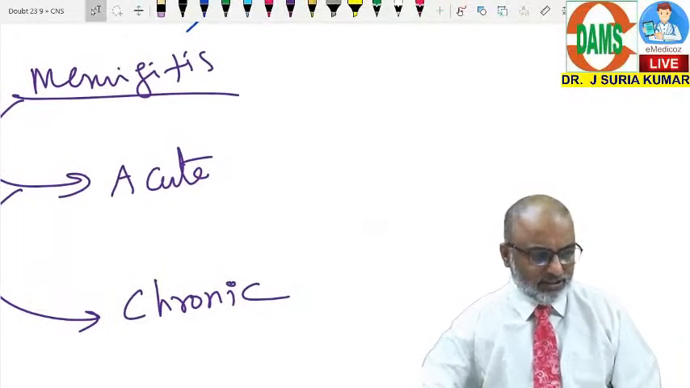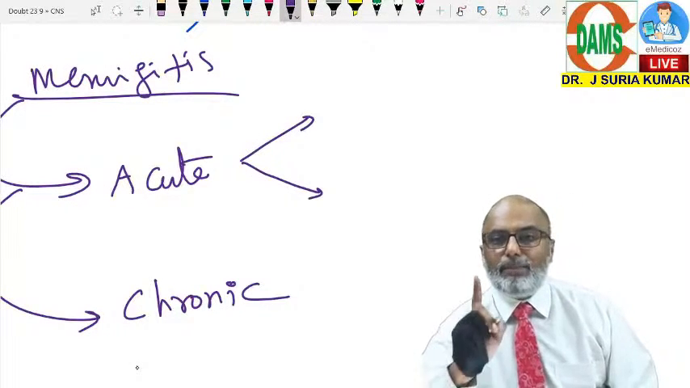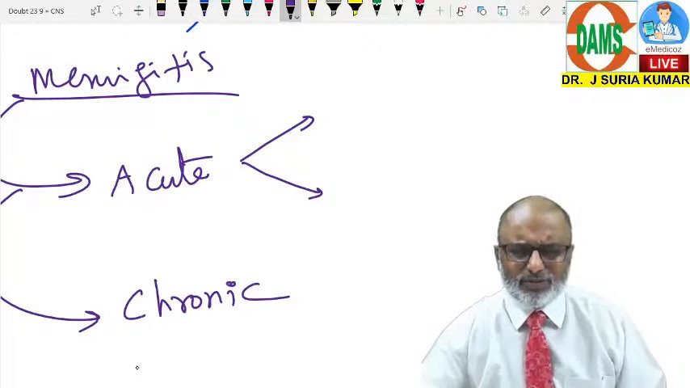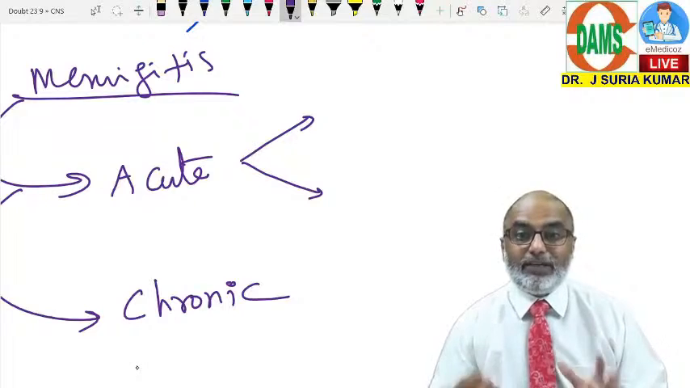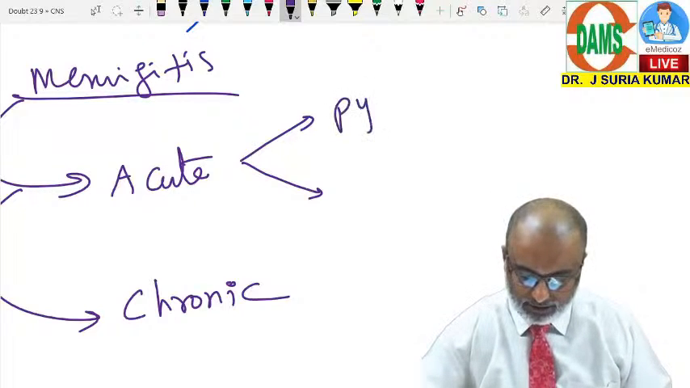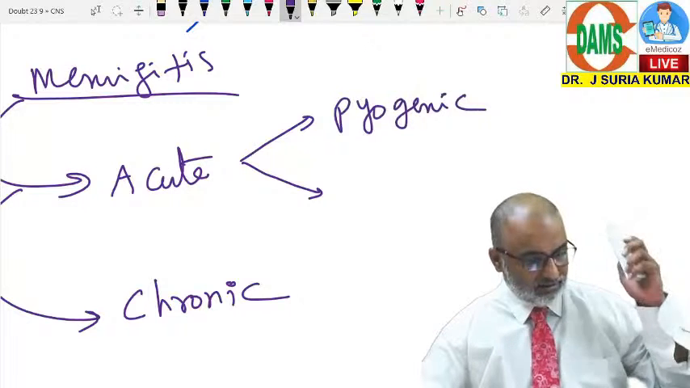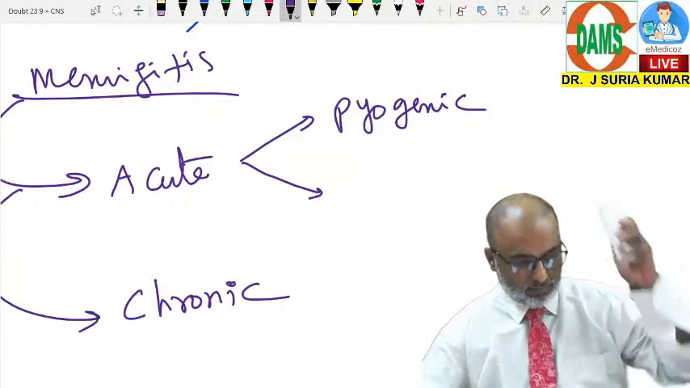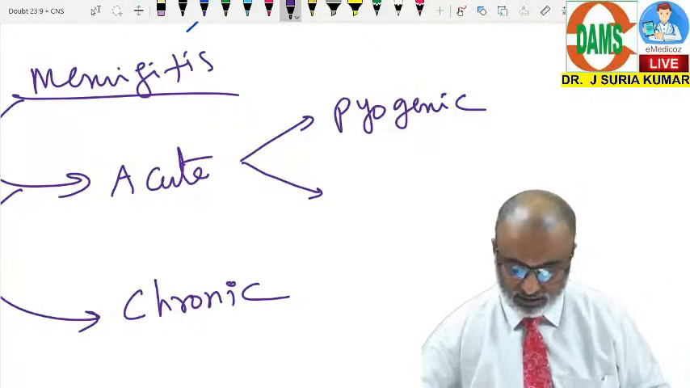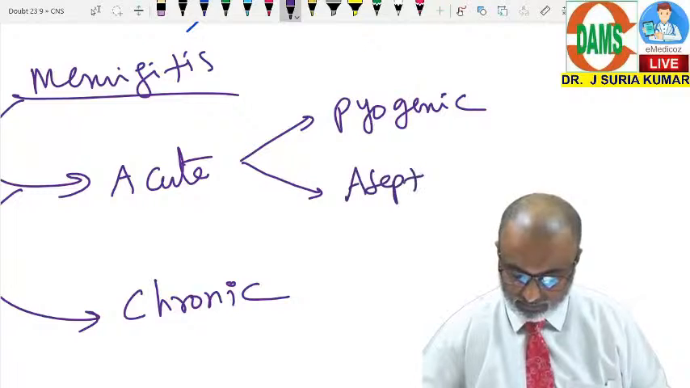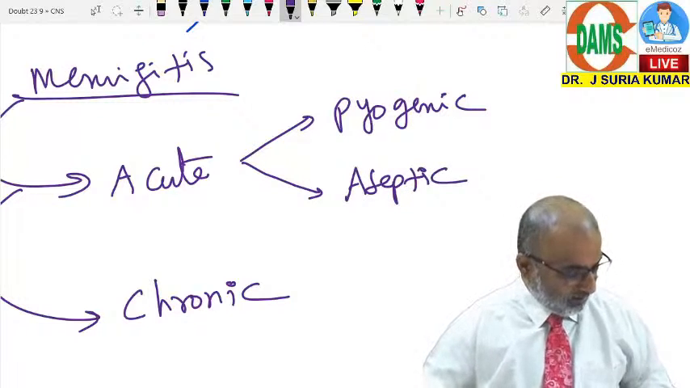In the acute meningitis, again we are classifying. One is called pyogenic meningitis, mainly caused by bacteria, and some fungi also. The polymorphonuclear cells are predominant in this condition. Another one is aseptic meningitis.